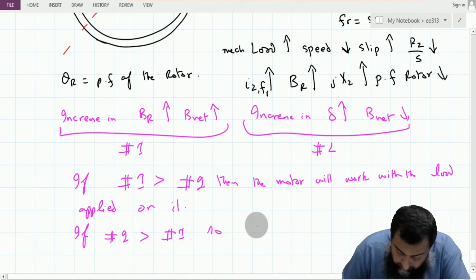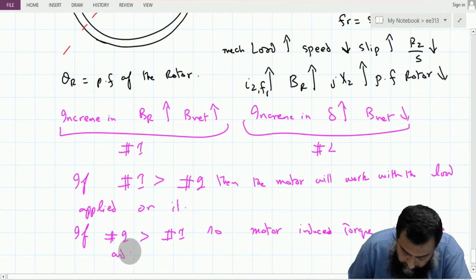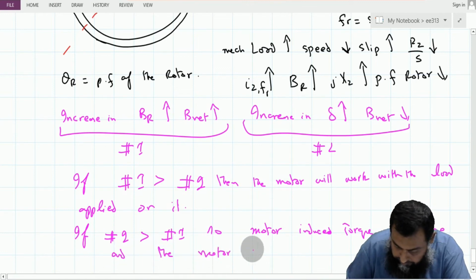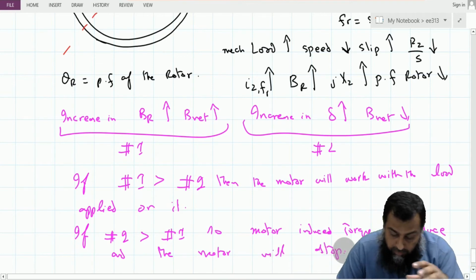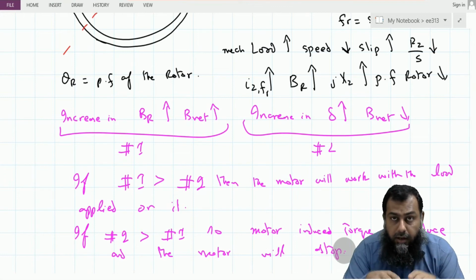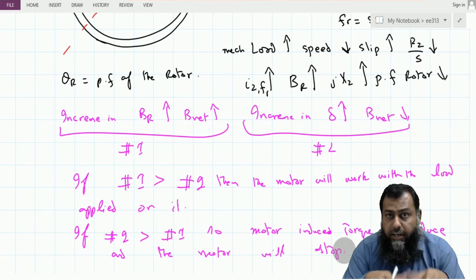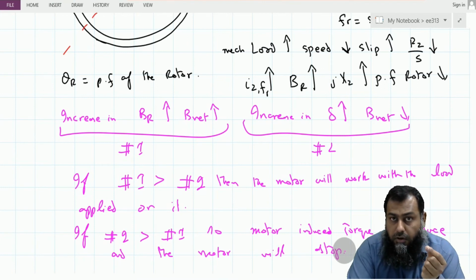So the motor induced torque will reduce and the motor will stop, right? So at this particular point, where the motor is able to withstand the increased load, that only happens unless we have reached the pull-out torque or the maximum torque of a given machine.